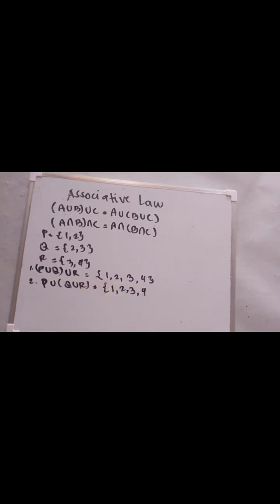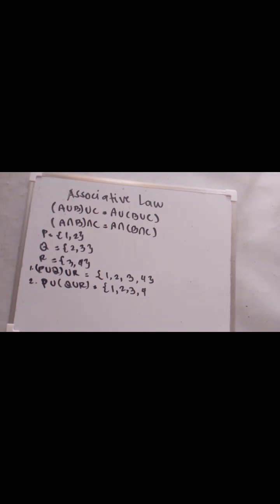So combine P, 1, 2, 3, and 4. So the result is the set 1, 2, 3, and 4. So the union of Q and R gives the set of 1, 2, 3, 4. So in conclusion, both sides give 1, 2, 3, 4. Therefore, the union operation is associative.